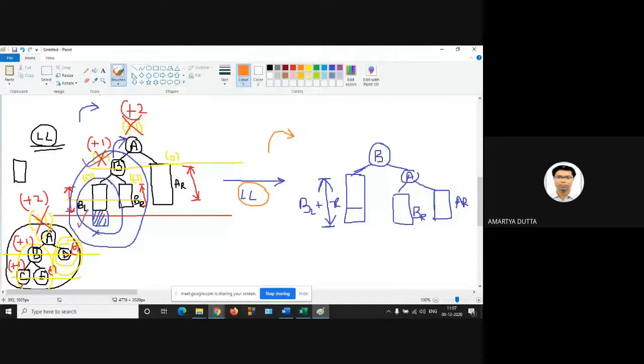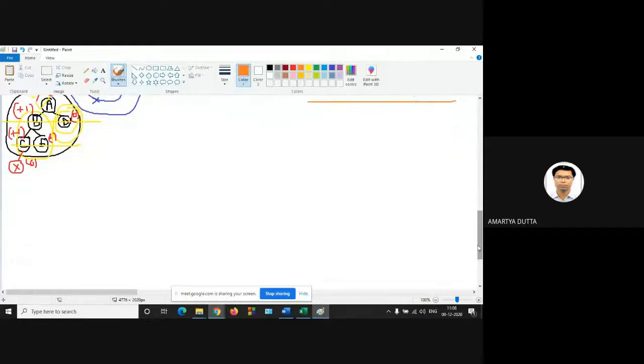Okay, is it clear? Now the balance factor of B is 0, the balance factor of A is 0, the balance factor of BR is 0, as this is a leaf node, the balance factor of AR is 0, and the balance factor of BL is +1, right? So this is the LL rotation. Let us have an example.